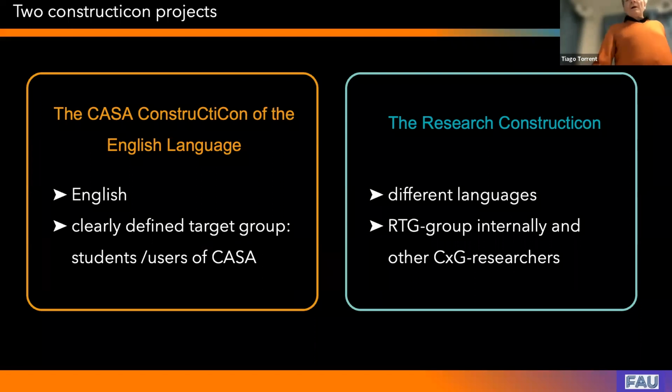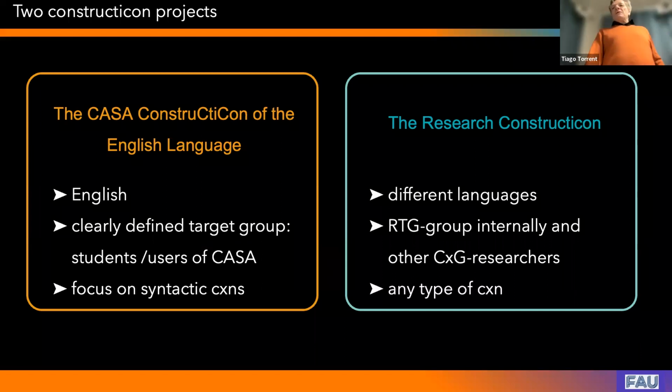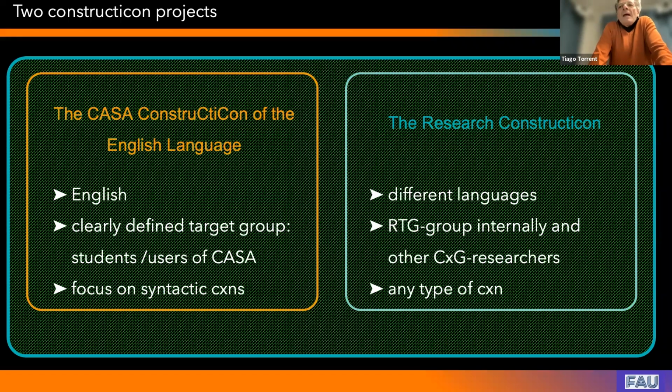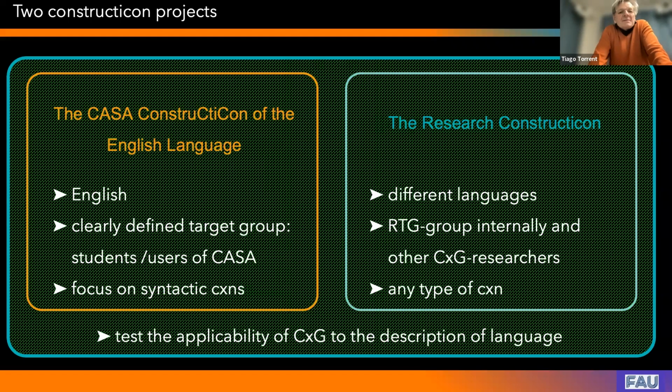whereas here it's more a target group that addresses researchers primarily. And in the CASA Constructicon, there is a focus on syntactic constructions, whereas here we've got any type of construction. And the two are united in that both projects want to test the applicability of construction grammar to the description of language, which I suppose we're all doing whenever we try to describe particular constructions.